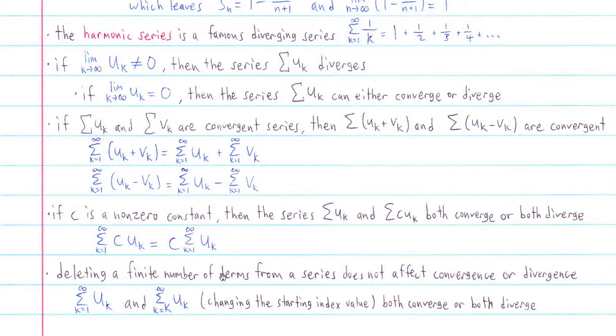And also, removing some number of terms from the beginning of a series also does not affect convergence or divergence. So basically, if we change the starting index value, then it will still converge or diverge the same as it would before. So here, usually we start the index at 0 or 1, and say this series was convergent. If we change the index to k equals 6, then it will still converge.